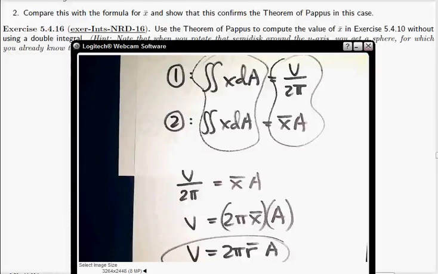So now this is not a general proof of Pappus's theorem. All this does is show that if you're rotating around the y-axis, then Pappus's theorem works. But it's a pretty good plausibility argument, and I claim that proving Pappus's theorem in general is not that different from what we just did here.